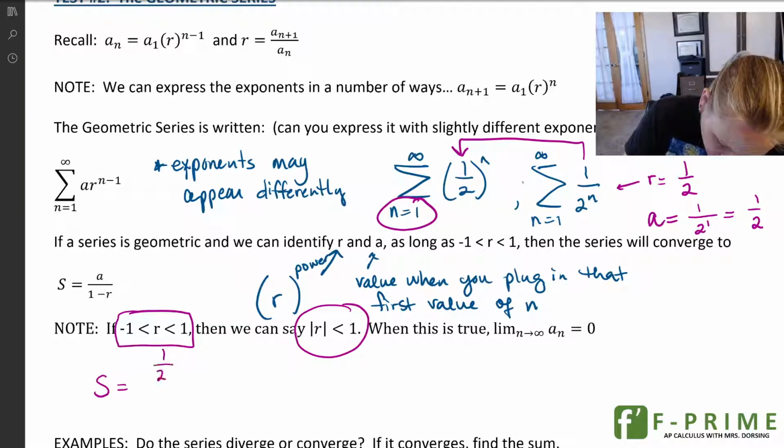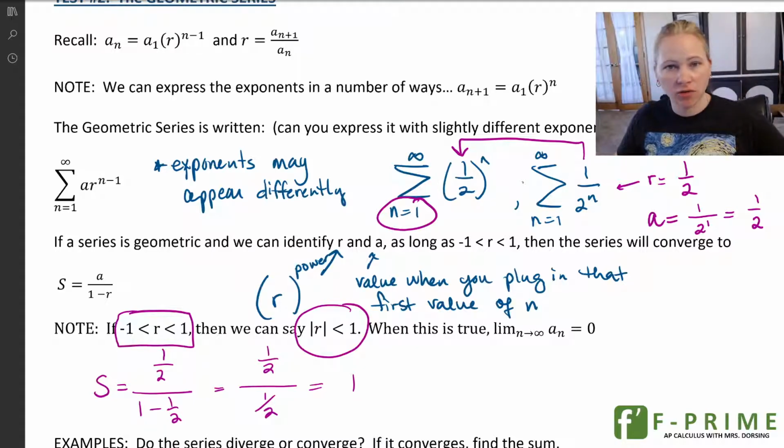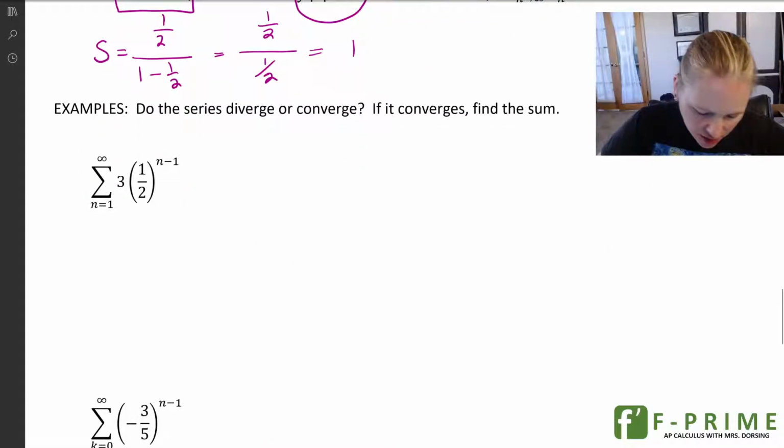I'd have 1/2 in the numerator, and then 1 minus 1/2. So that gives me 1/2 over 1/2. So this series would add up to 1. How cool is that? We have this great little formula here. So let's take a look at a couple of series and apply what we know.